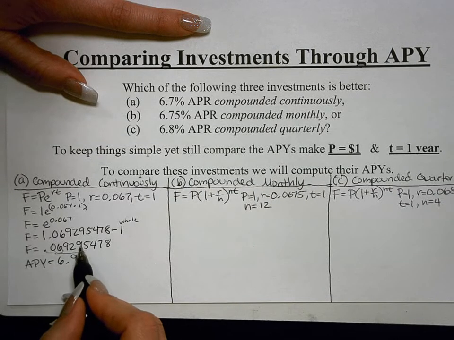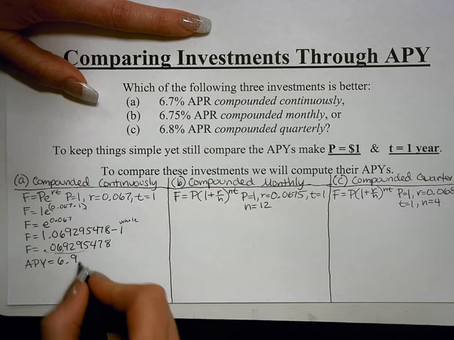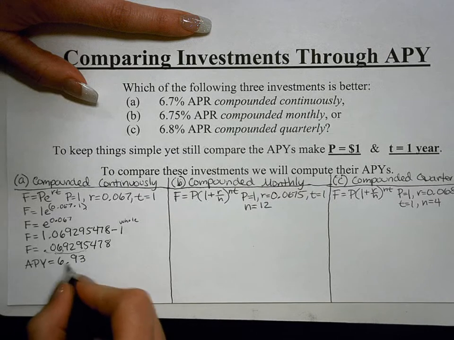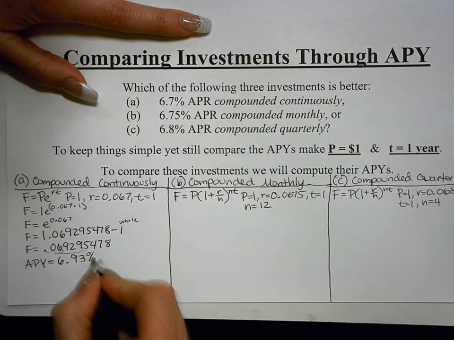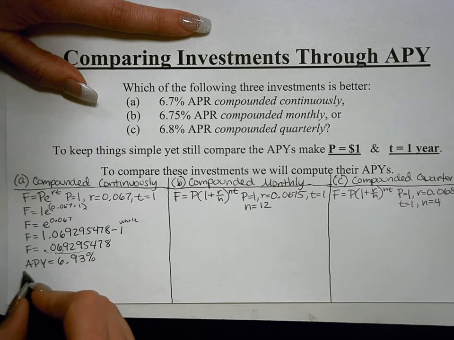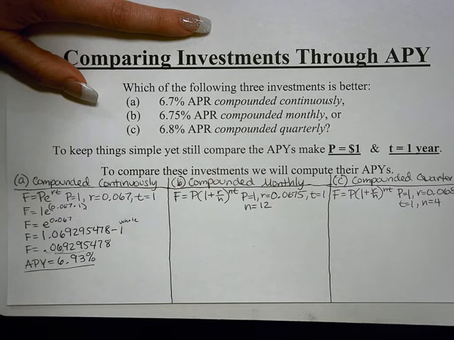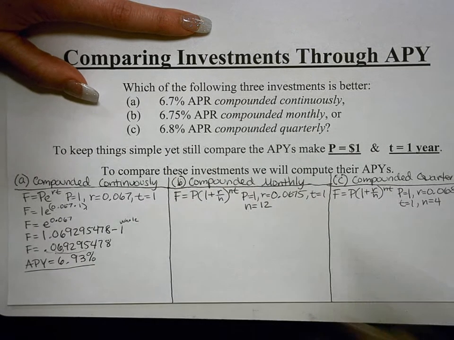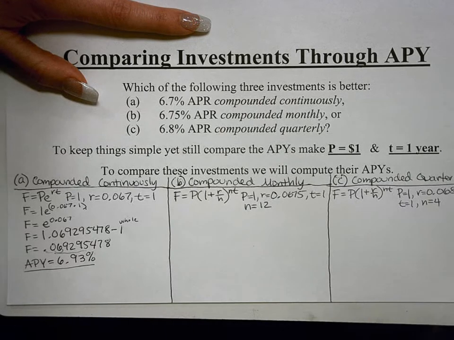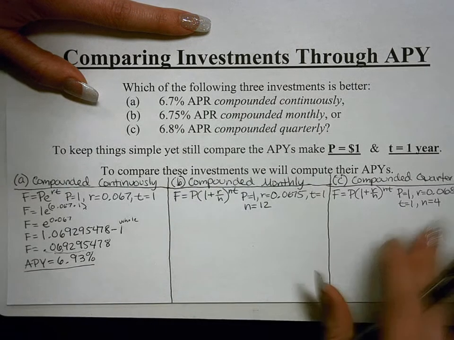That 5 would round that 9, which would round that 2 up to 3. So it's going to be 6.93%. That's what the APY is going to be for compounded continuously, investment A. Let's go ahead and take a look at investment B, compounded monthly.